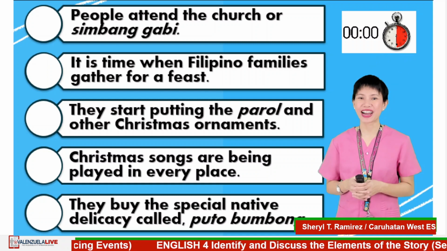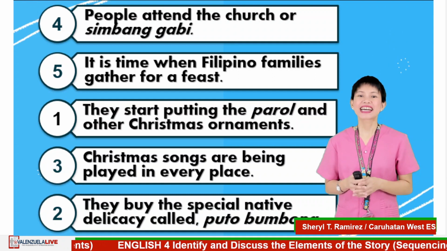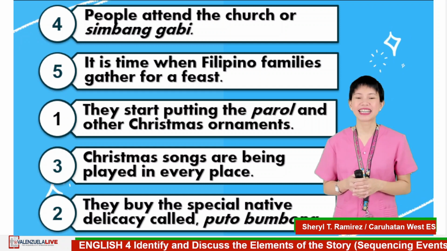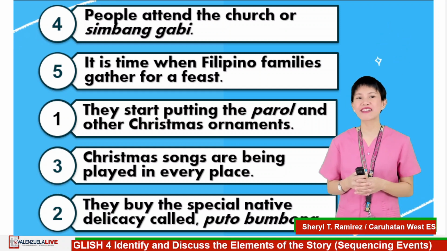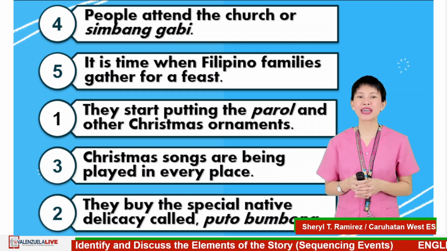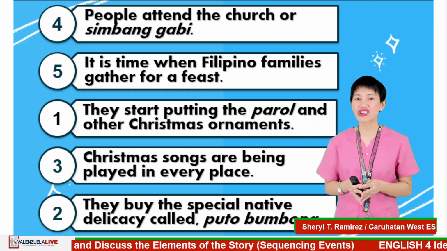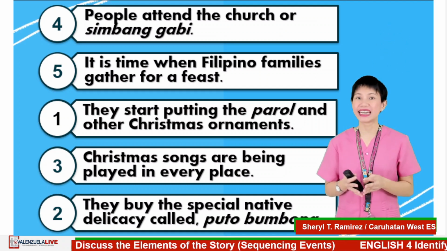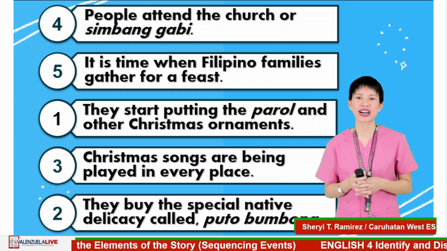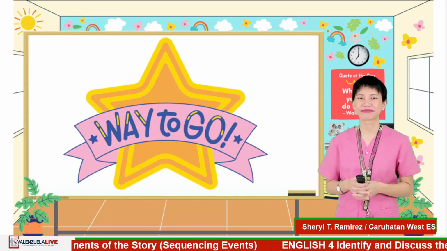Let us check your answers. What do you think is the first one? First, they start putting the parol and other Christmas ornaments. Second, they buy the special native delicacy called puto bongbong. Third, Christmas songs are being played in every place. Fourth, people attend the church or simbang gabi. Last, it is time when Filipino families gather for a feast. Way to go, grade 4!